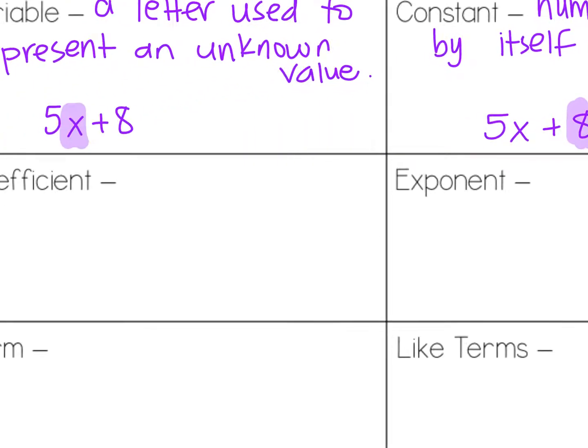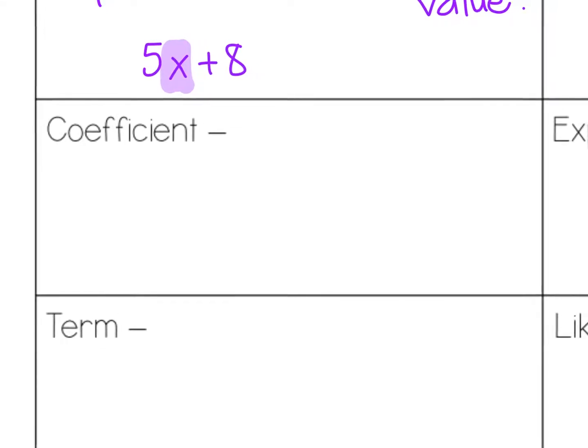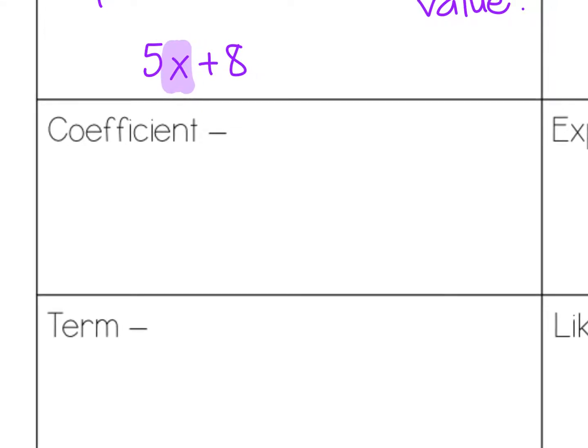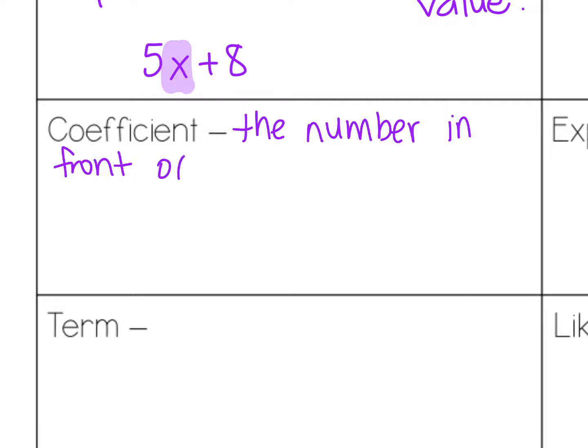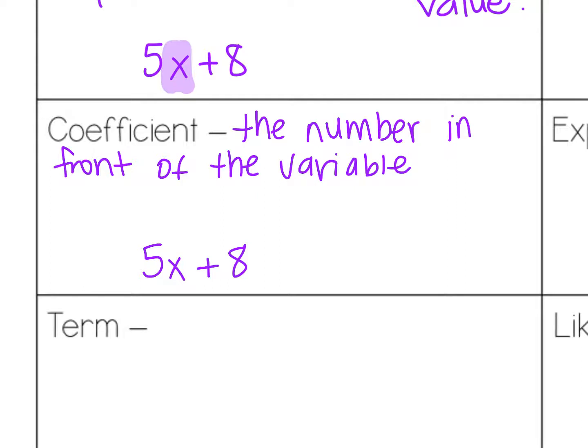Okay. Next vocabulary word, coefficient. So coefficient is also a type of number, but specifically it is the number in front of the variable. Okay, so same expression as before. If I had 5x plus 8, 5 and 8 are both numbers, but only one of them is in front of the variable. That 5 is the only one that's in front of a letter, so the 5 is the coefficient.